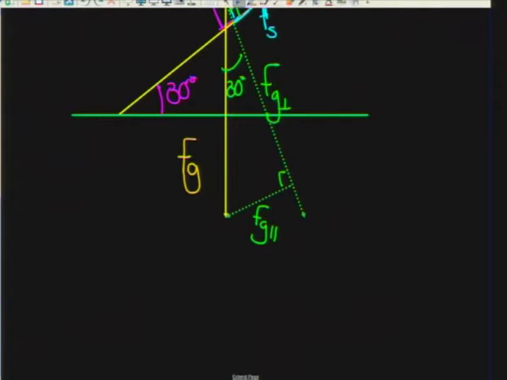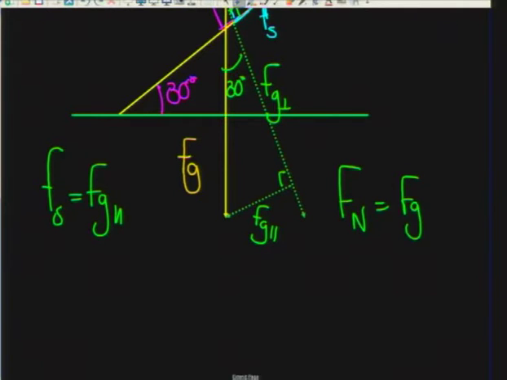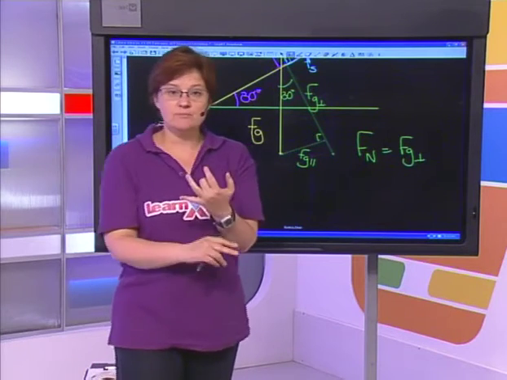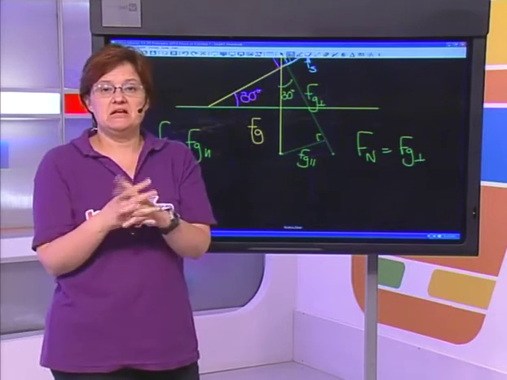So what am I saying to you? Your frictional force is equal to my parallel gravitational force, and my normal force is equal to my perpendicular component of my gravitational force. That's perfect. How do I know that they're equal? Because my object is stationary. No acceleration, it's not moving. That's enough information for me.